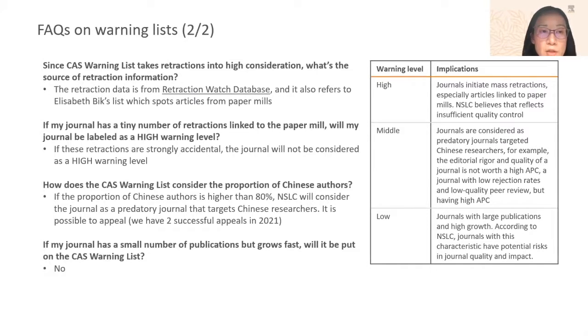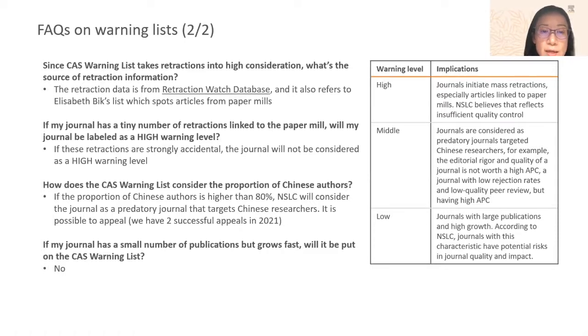So here are some other questions, like where you can get the retraction database, and if your retractions are linked to a paper mill, however you as a society title do not know this paper mill and only have a tiny number of retractions linked to it, will you be listed at the higher risk level? We got an answer, and no, you will not be considered a high warning level journal.